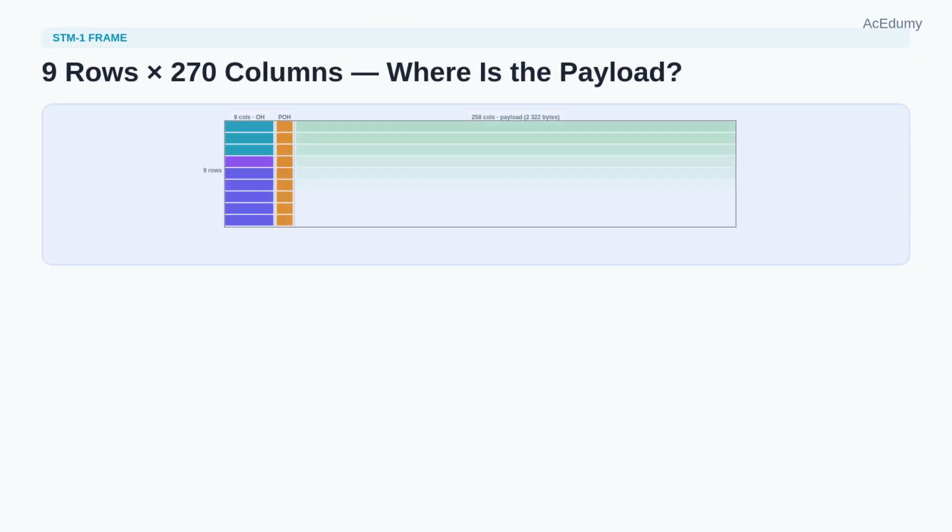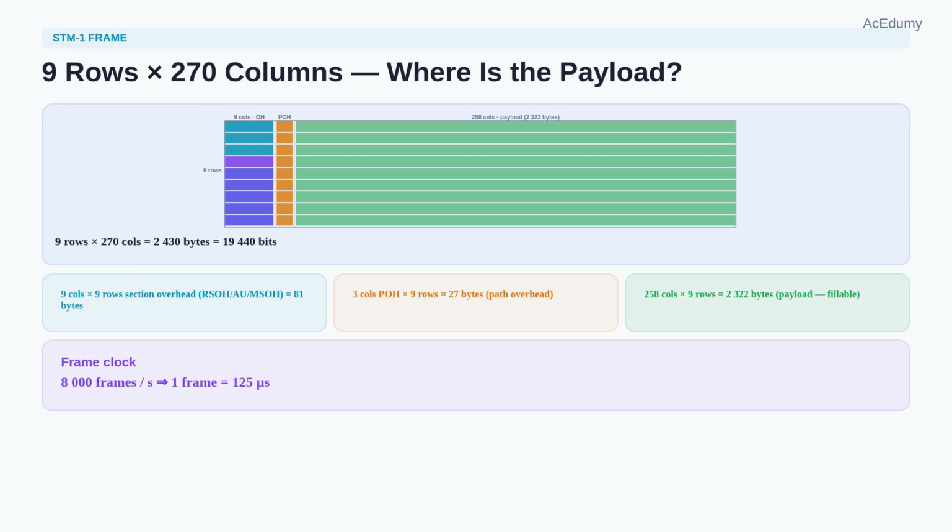First, the frame. An STM-1 frame is a two-dimensional grid, 9 rows by 270 columns of bytes, that is 2,430 bytes per frame, and at 8 bits per byte, exactly 19,440 bits per frame. Now the layout. The first 9 columns of every row carry section overhead. 3 rows are RSOH, regenerator section overhead. 1 row is the AU pointer. 5 rows are MSOH, multiplexer section overhead.